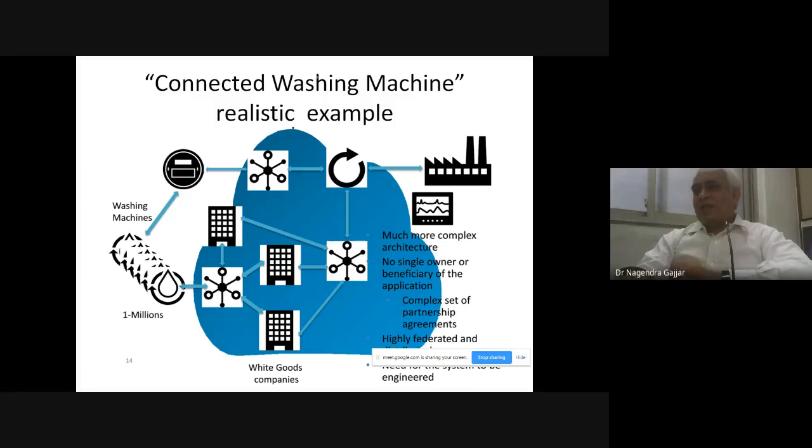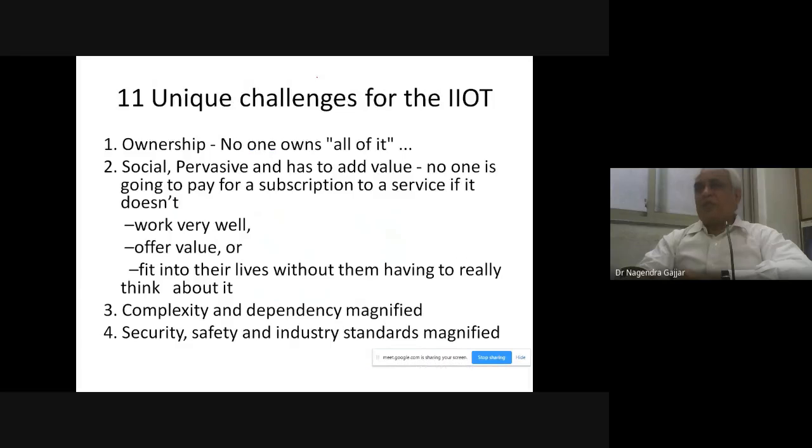So this is another example you can go through. Some of the unique challenges for industrial IoT: one is ownership. No one owns all of it. Second is that it has to be social or pervasive and add value. No one is going to pay for a subscription to a service if it doesn't work well, or offer value, or fit into their lives without them having to really think about it. So whenever we design some kind of IoT application, like a home automation system, it has to be social, pervasive, should work well, should offer value and fit into their lives without having them to really think about it. So these are the points that we need to keep in mind while designing it.